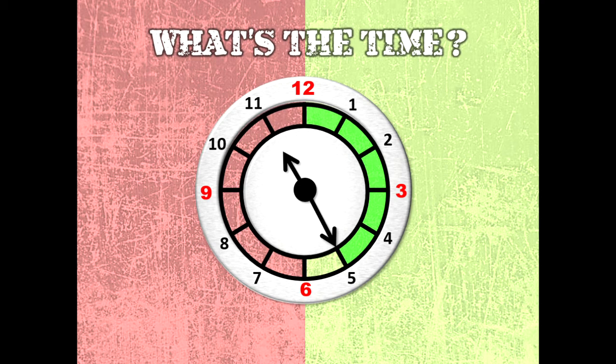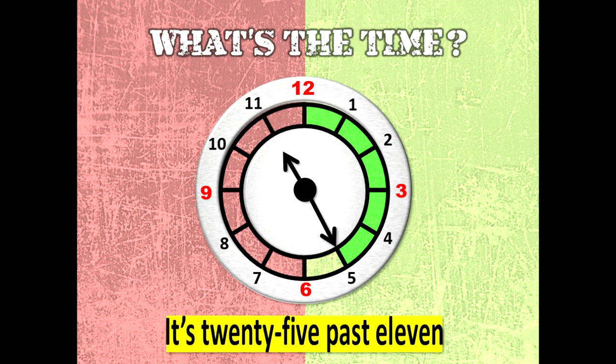What's the time? Okay, the shorthand strikes 11 and the longhand strikes 5. So can you tell me what's the time? How many minutes passed already? 25 minutes, right? So you can say it's 25 past 11. It means 25 minutes passed after 11.